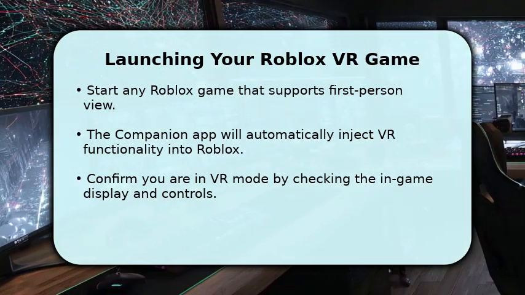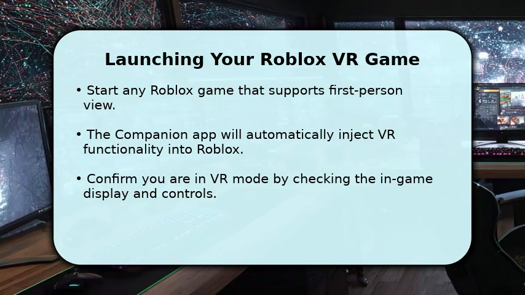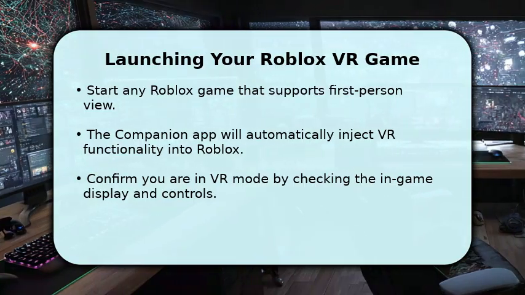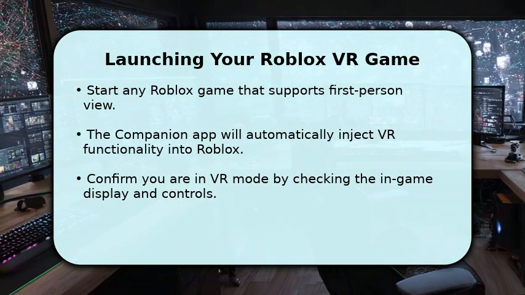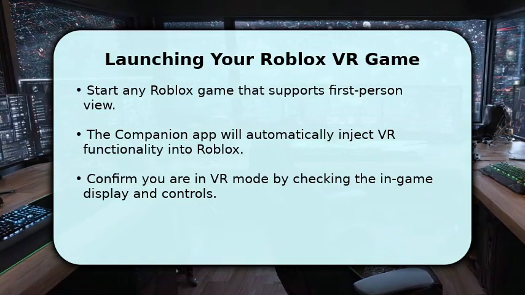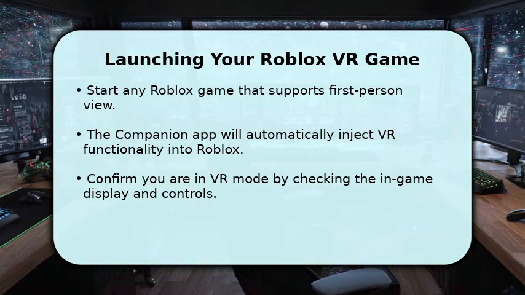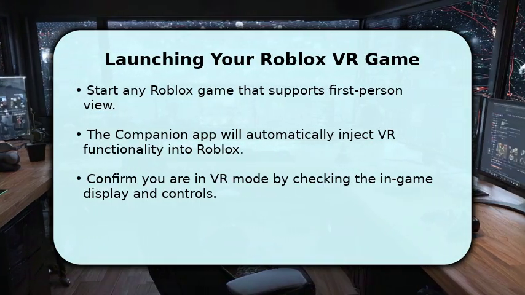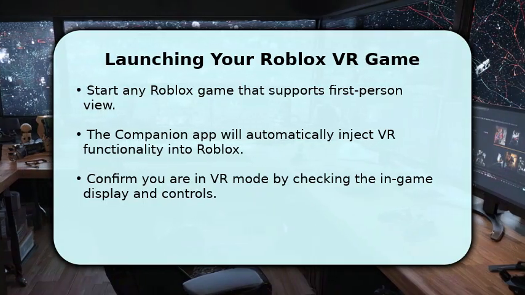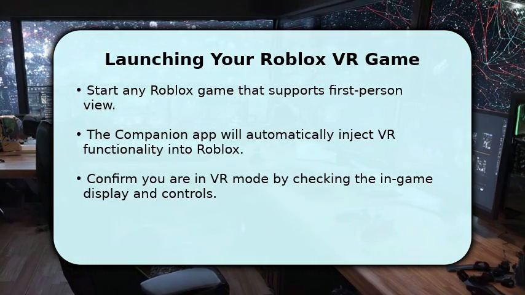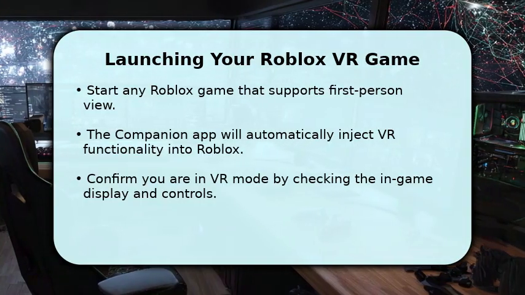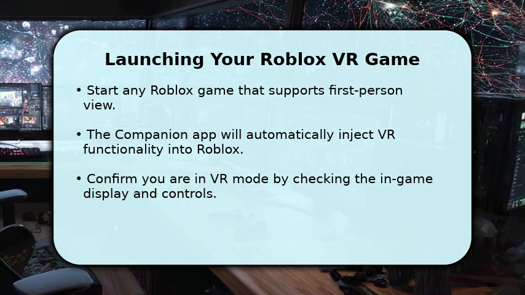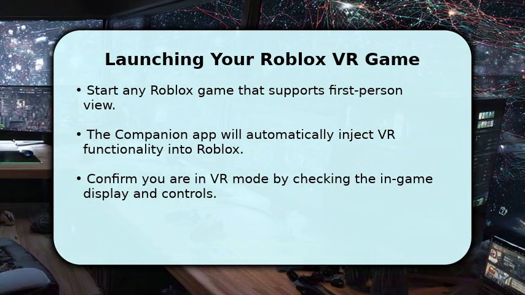Now, with Steam VR running and the companion app active, simply launch any Roblox game from your desktop as you normally would. Select a game offering a first-person perspective for the best virtual reality experience. The companion application will automatically detect the running Roblox instance and inject the necessary virtual reality commands. You should then see the game displaying directly in your Valve Index headset, with your head movements controlling the camera. Enjoy exploring the vast Roblox universe in full three-dimensional immersion, experiencing your favorite worlds anew.